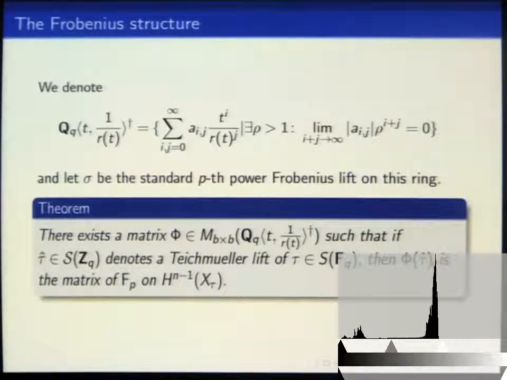So the theorem now is that there exists a matrix in this ring of overconvergent functions, such that if you specialize, if you take a point T in characteristic p, lift it to its Teichmüller lift, and then evaluate phi at this Teichmüller lift, you will get the Frobenius map F_p on this H^(n-1). This is quite technical; it follows from the theory. The important thing is that once we've computed phi, we know the Frobenius of all the fibers, and we can stick those in this formula for the zeta function and compute all the zeta functions we want.